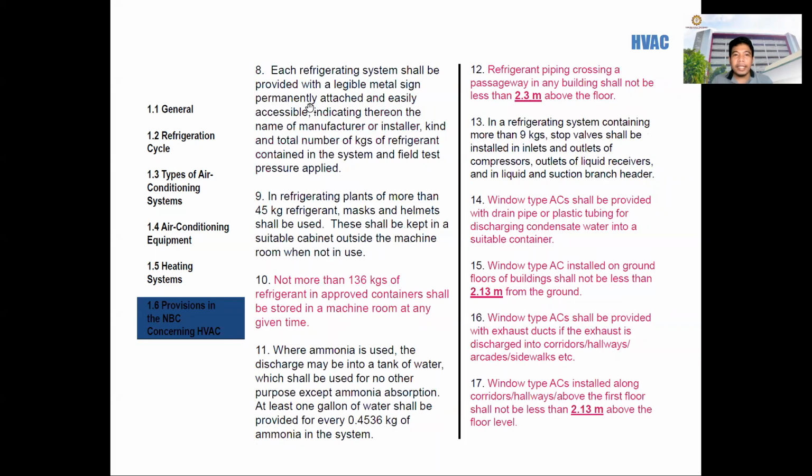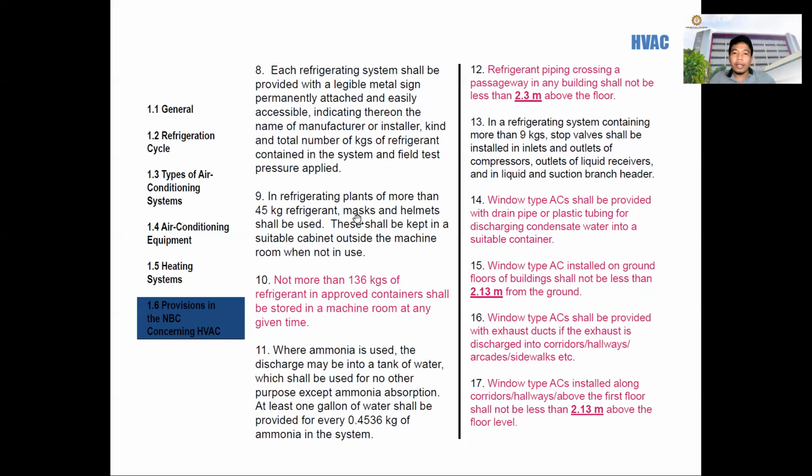Okay. And then number 8, each refrigerating system shall be provided with a legible metal sign permanently attached and easily accessible, indicating thereon the name of the manufacturer or installer, kind and total number of kilograms of refrigerant contained in the system, and the field test pressure applied. Then number 9, in refrigerating plants with more than 45 kilograms of refrigerant, masks and helmets shall be used. These shall be kept in a suitable cabinet outside the machine room when not in use.